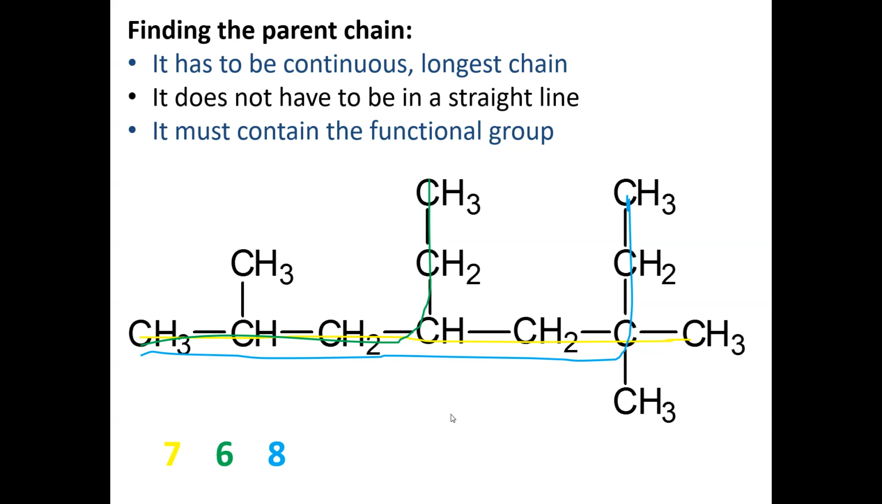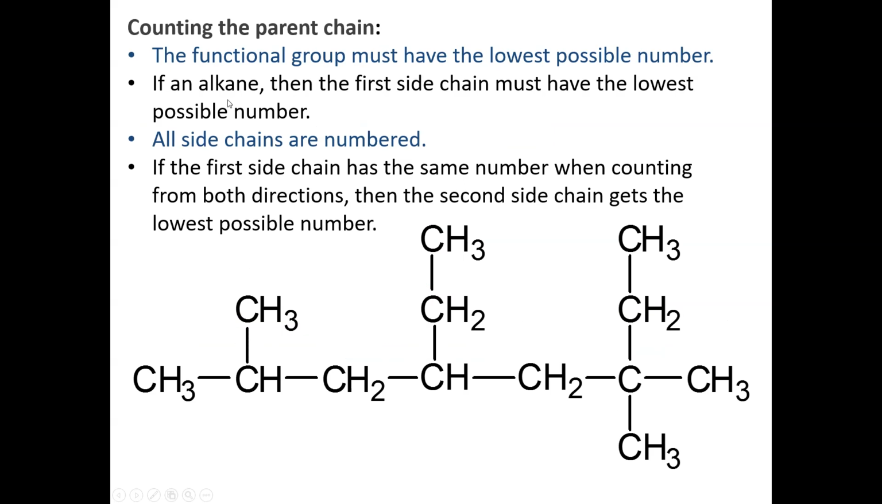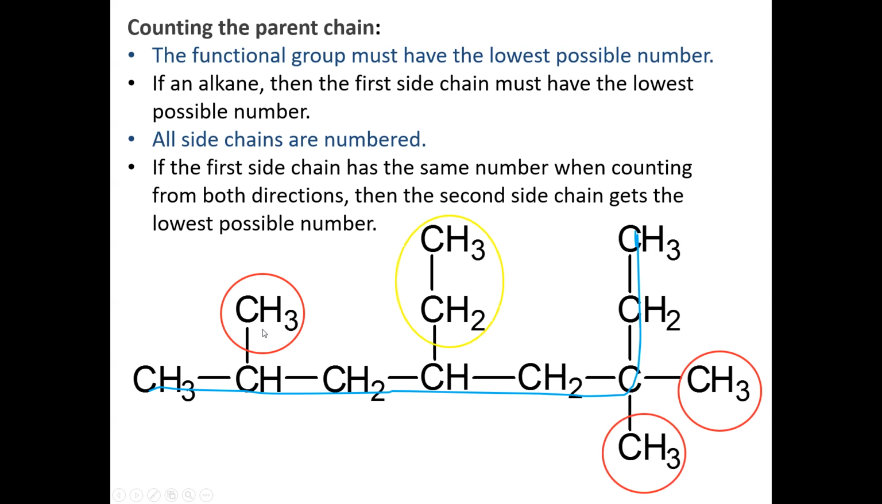So here are some more rules. The functional group must have the lowest possible number, which we've said. We've also stated that for the alkane, if there is no functional group, the first side chain must have the lowest possible number. And here we're saying all side chains must be numbered. And we'll see this in this complicated example. And the first side chain must be the lowest possible number. So here I have my parent chain with these side chains. I have 3 methyl groups and I have 1 ethyl group.